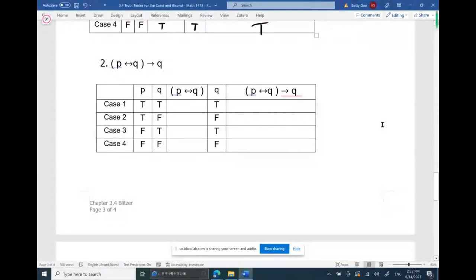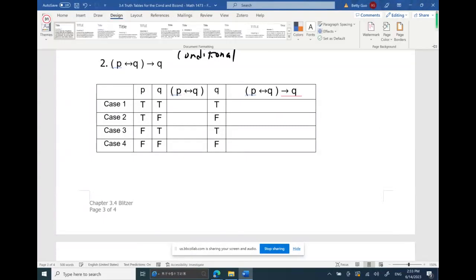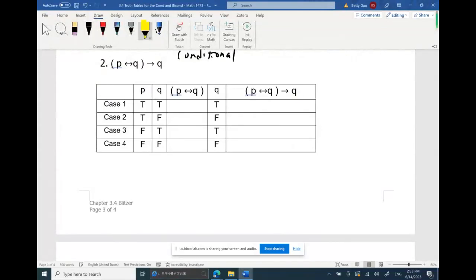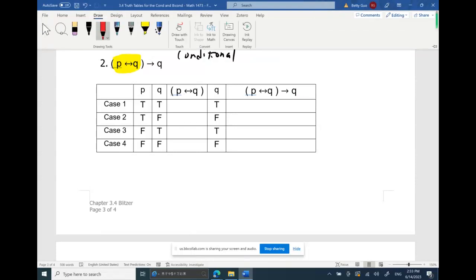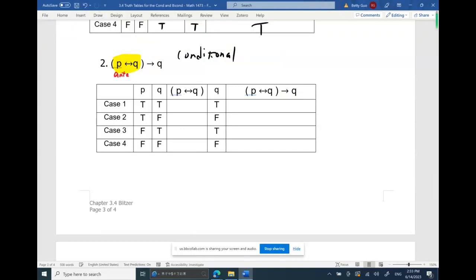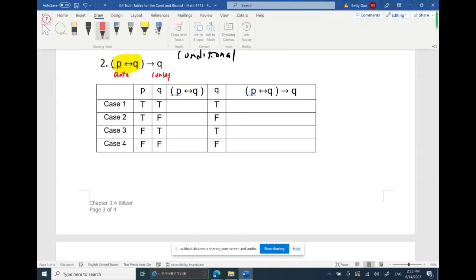Number 2. Now what's the structure of this given compound statement? It is a conditional. We do have a biconditional, but the biconditional is in the parentheses. You know what I'm saying? Yeah. So this biconditional is in the parentheses, is grouped. So as a group, it is the antecedent of the conditional, and Q here is the consequence of the conditional.